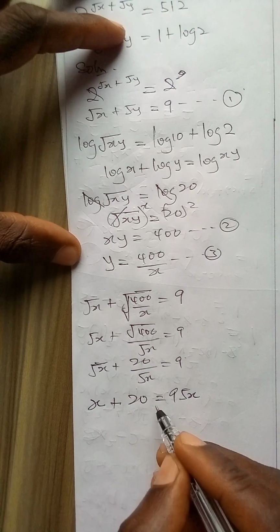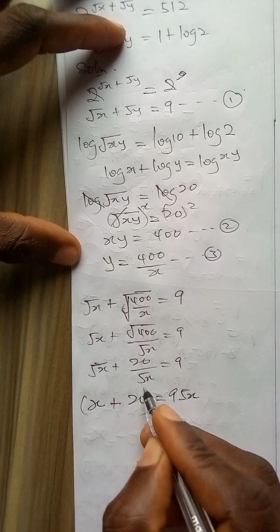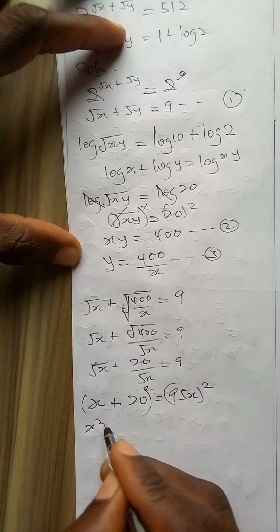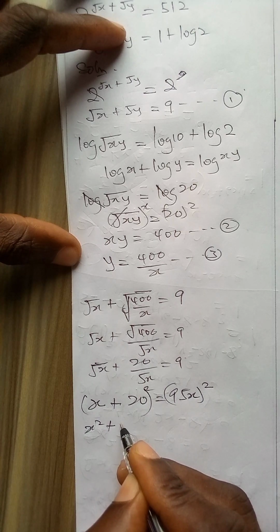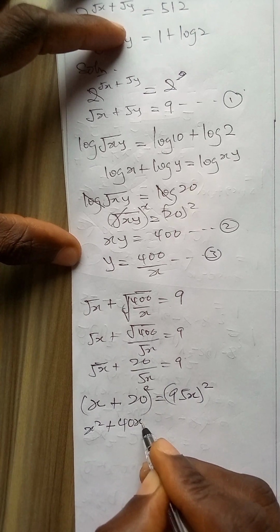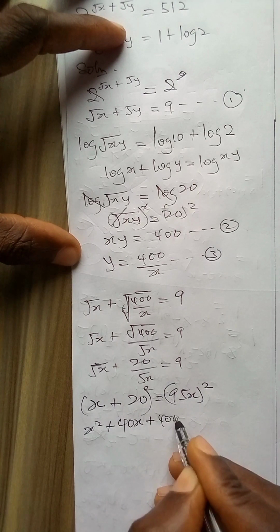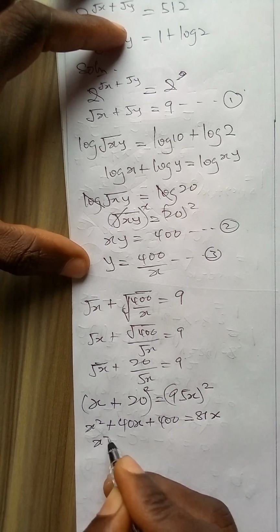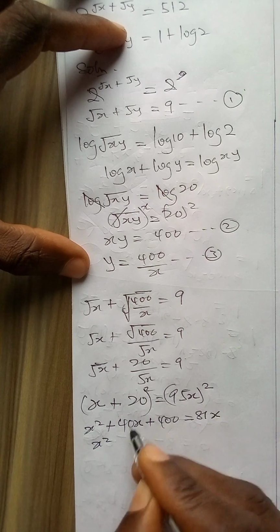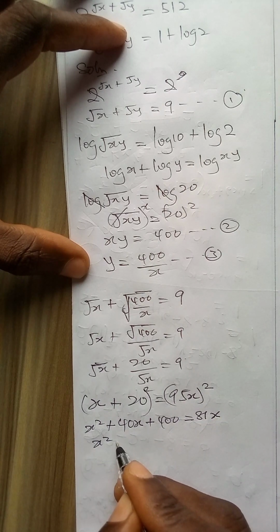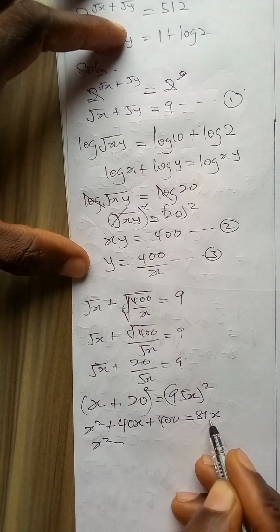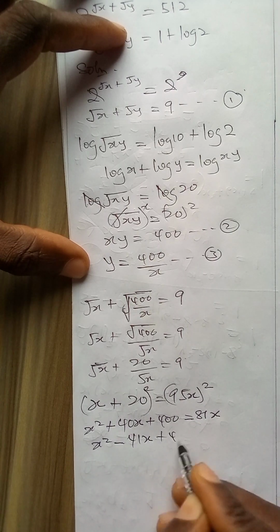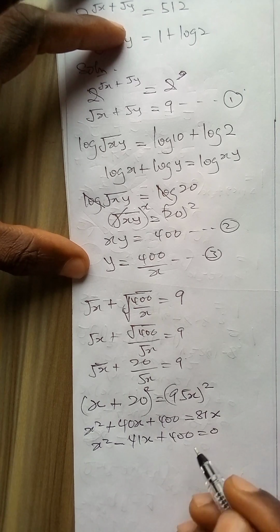We now need to square both sides of this equation. If we square here, what we have is x squared plus 40x plus 400 is equal to 81 times x. Now, let's bring this 81x to this side. x squared minus 81x plus 40x will leave us with 41x plus 400 equals 0.